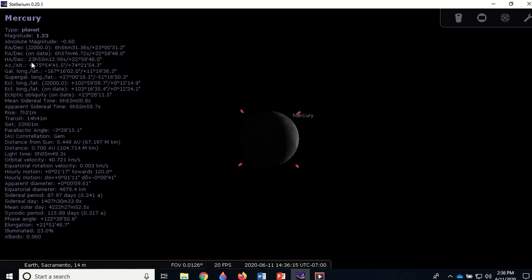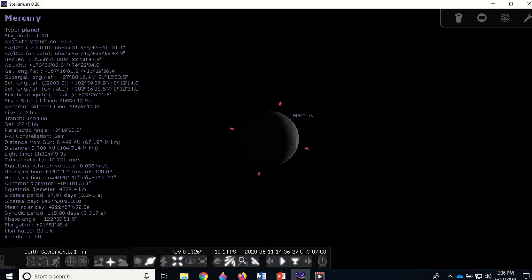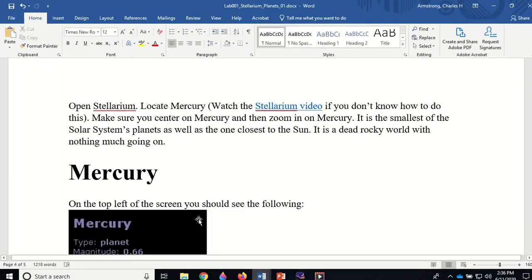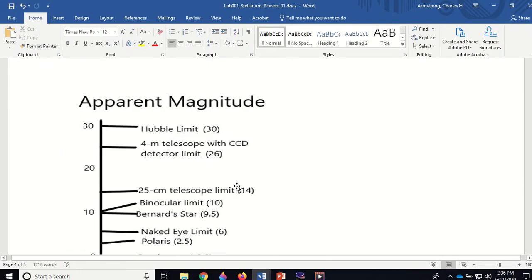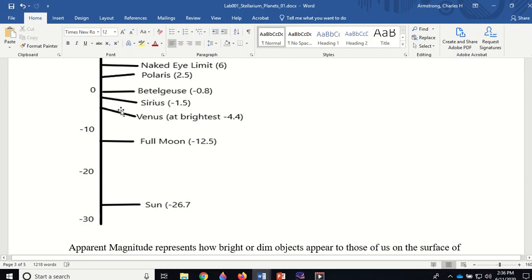Now, over here, this just says magnitude. It doesn't say apparent magnitude, but that is the apparent magnitude. So that's how bright Mercury would appear from the Earth, okay? So it would put it someplace in here, brighter than Polaris, but not as bright as Betelgeuse, I guess. So that would be where Mercury would be right now, as we speak.